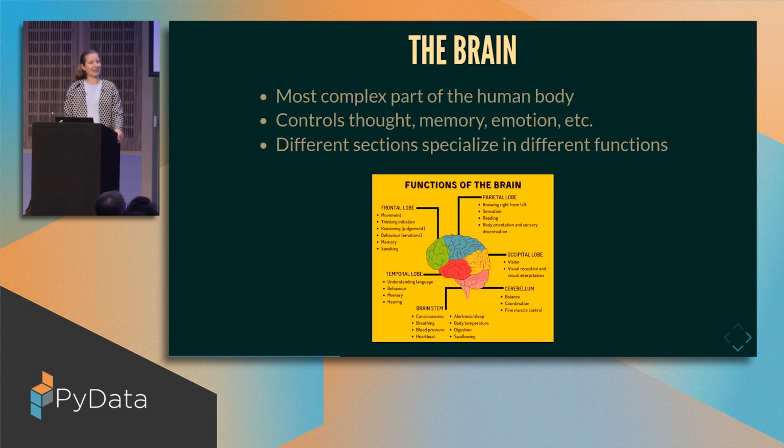If you don't know, the brain is the most complex part of our body. It controls a lot of things, our emotions, bodily functions, our memory and thought. And it is divided into cerebral hemispheres that can be further divided into sections that specialize in different functions. So we have different parts of the brain that specialize in different functions and mature at different ages.